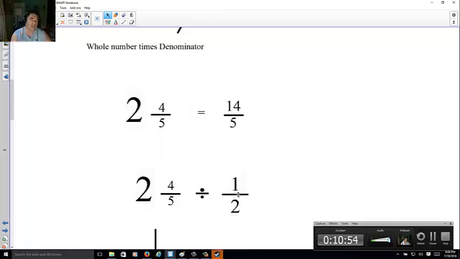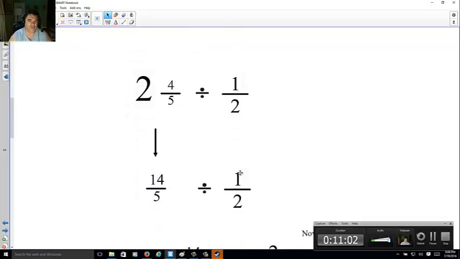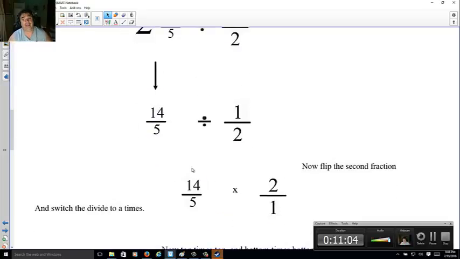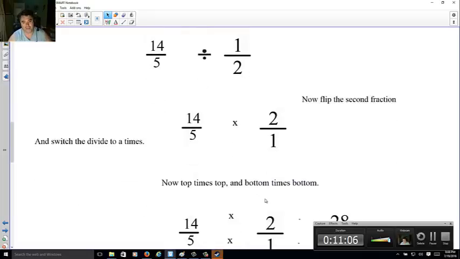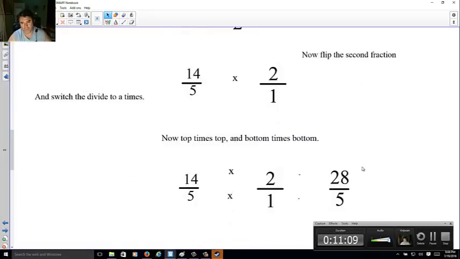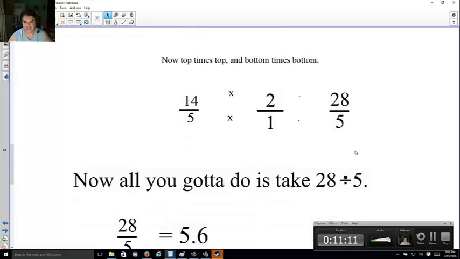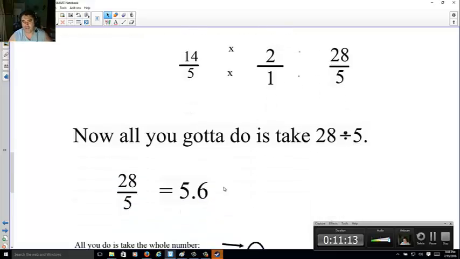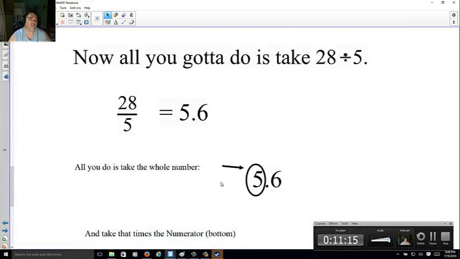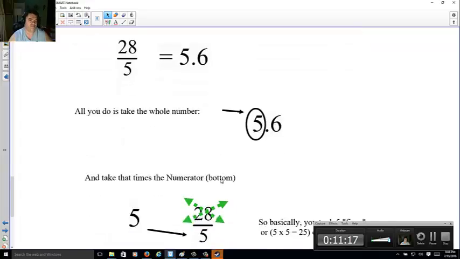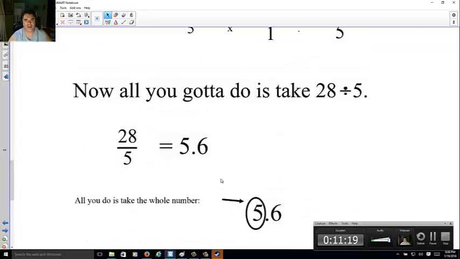It's important to do one thing at a time, and you will be able to do this. If you try to do more at once than you can do, it gets all messed up. So 14/5, this flips to 2/1. Now, top times top, bottom times bottom. Wonderful, 28/5, or 5 3/5, whichever, or 5.6 if it makes you happy. I'm fine with that. I'm just showing you how to find what to do.